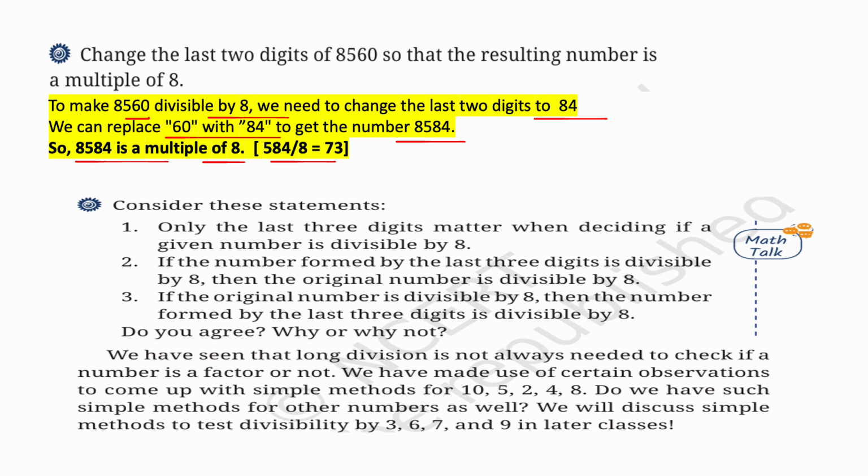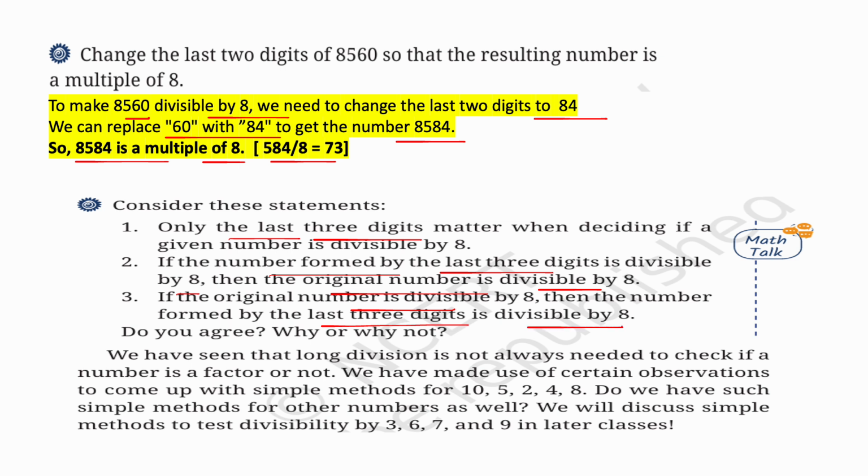Consider these statements. Only the last 3 digits matter when deciding if a given number is divisible by 8. So to check whether a number is divisible by 8, we have to consider the last 3 digits of that number. If the number formed by the last 3 digits is divisible by 8, then the original number is divisible by 8. If the original number is divisible by 8, then the number formed by the last 3 digits is divisible by 8. Do you agree? Yes.